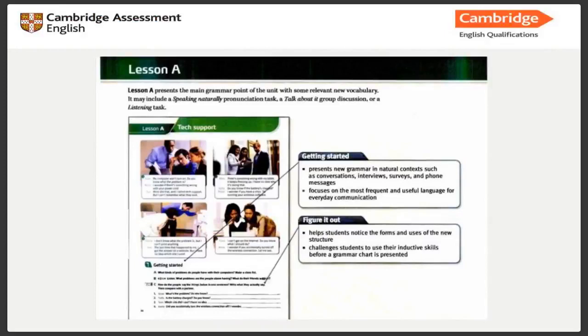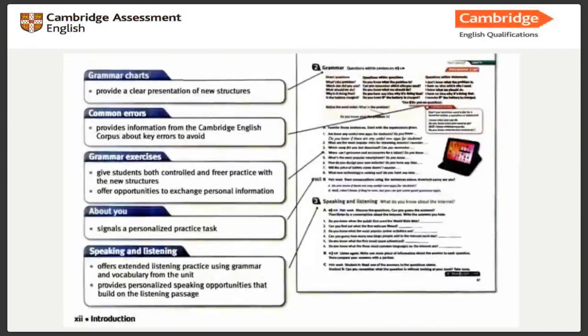The focus of each lesson is then detailed. Lesson A presents the main grammar of the unit with some relevant new vocabulary. Lesson A may include a speaking naturally pronunciation task, a talk about it, group discussion, or a listening task. Key components of the lesson structure are then highlighted. Getting started, figure it out, grammar charts, common errors, grammar exercises, about you, and speaking and listening.